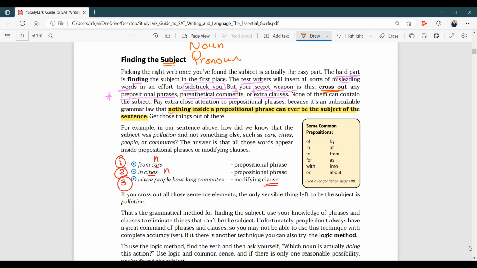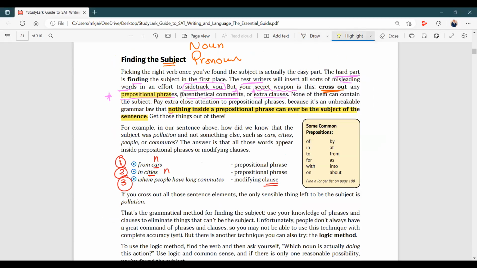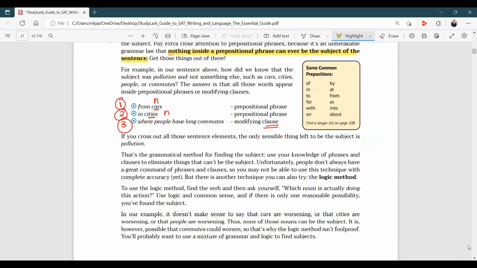So your job is to get rid of all these parts. What are they? Prepositional phrases, parenthetical comments, or extra clauses. Once you get rid of them, what's left? The noun or the pronoun, which is the subject, and its verb. This way, you can easily spot whether they agree or not.